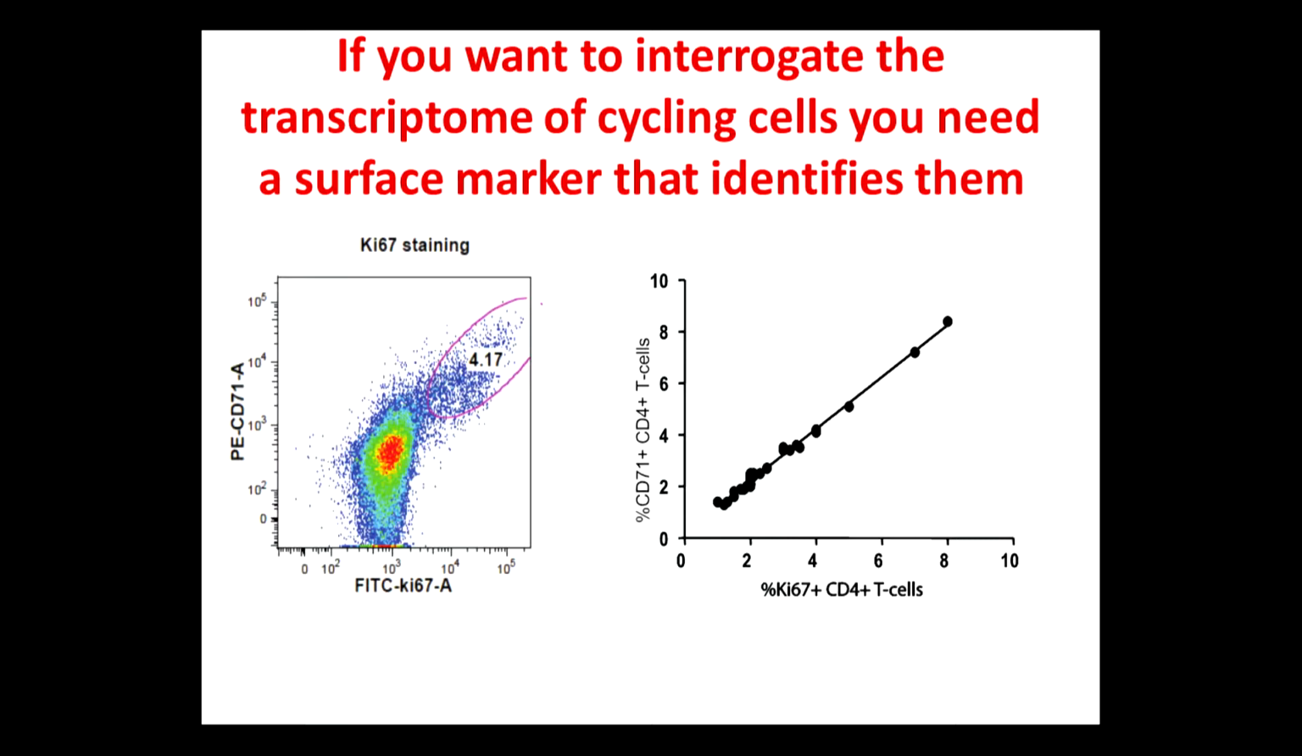I should warn you that the cycling cells that we see in circulation are not naive cells, but they're memory cells, and some of them are central memory, and a good number of them are more differentiated effector memory cells. We don't see a lot of cycling in peripheral blood among naive cells, that's presumably taking place in lymphoid organs.